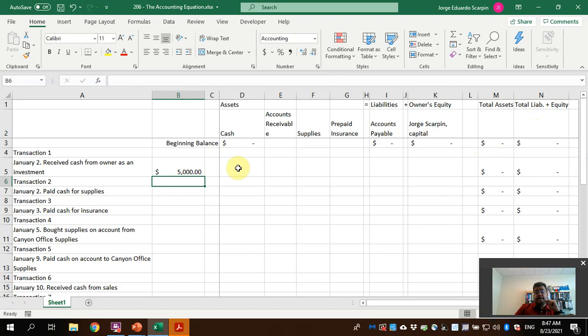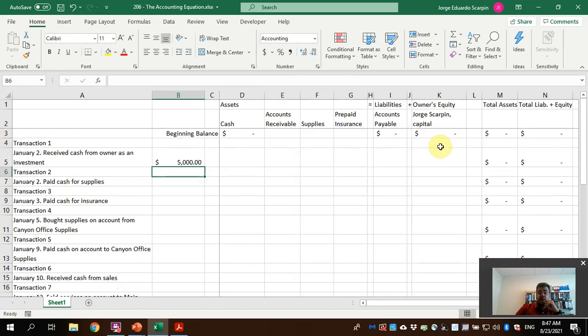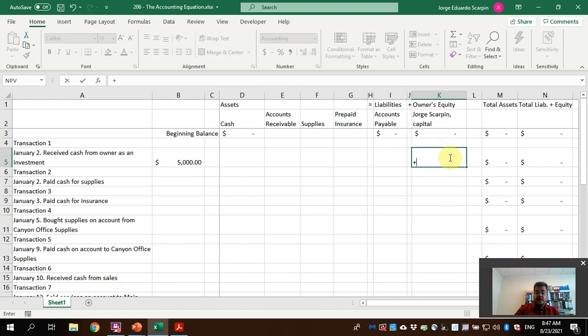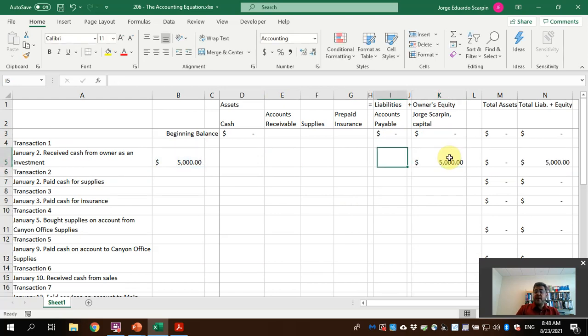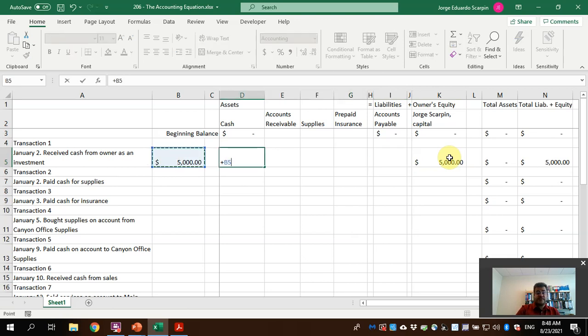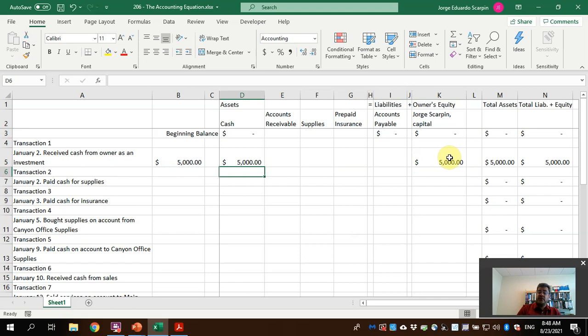So where does the money come from? The money comes from the owner's equity. Jorge Scarpin, that's me. Oh, prettier now. Equal B5. However, where does the money go? The money goes to cash, $5,000. So total assets equal total liability plus equity.